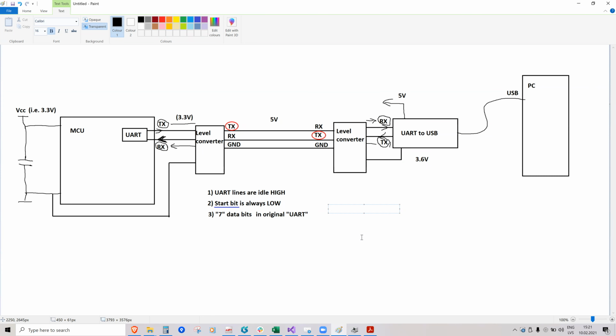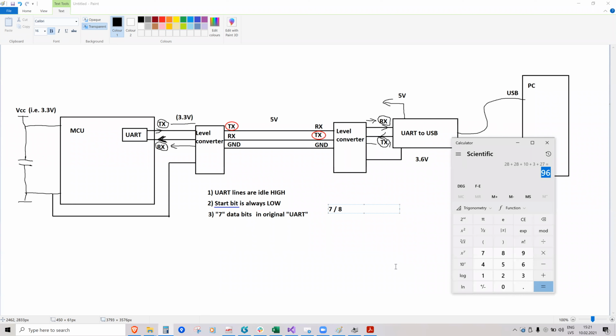So let's see what the ratio is between 7 divided by 8. 7 divided by 8 is 0.875. So if we send 8 bits every time instead of 7 bits, our data length would increase by 12.5%, but we wouldn't really be sending any useful information.